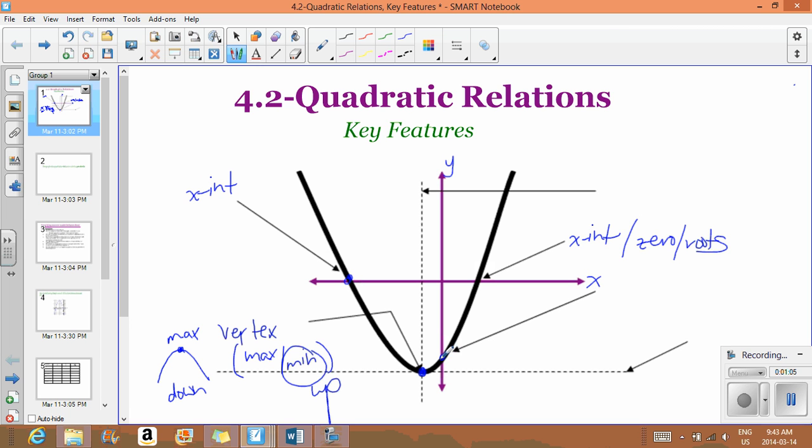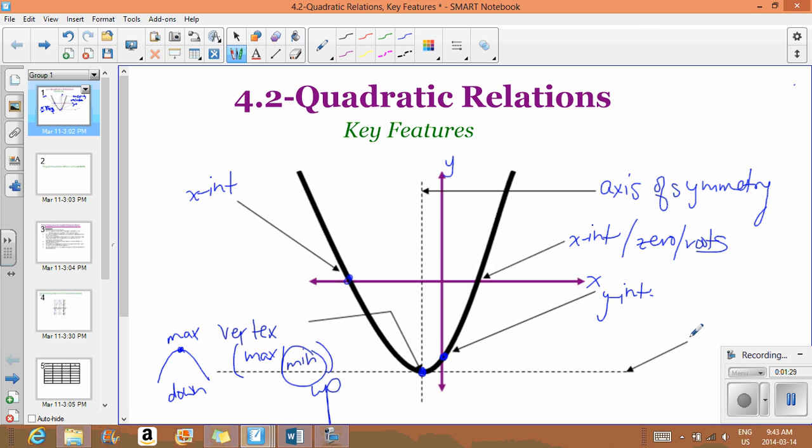Here's another key point that you would also be able to recognize. This is your y-intercept. This spot here, the dotted line here, that is your axis of symmetry. And it is exactly that. It is a line that would cut your parabola, your quadratic, in half.